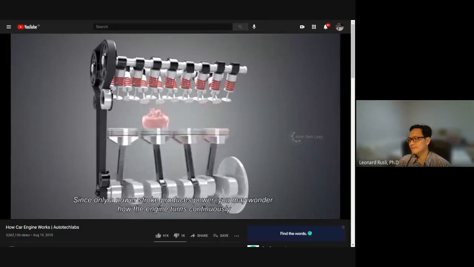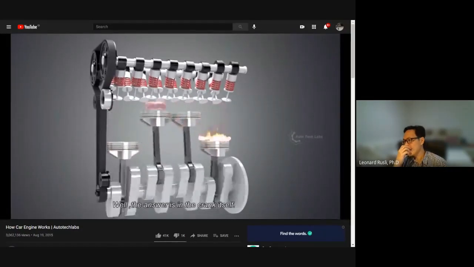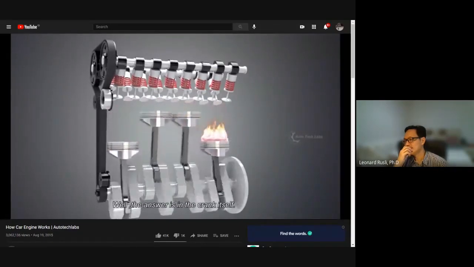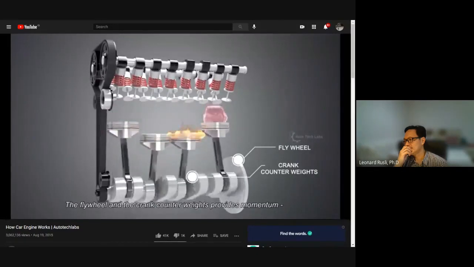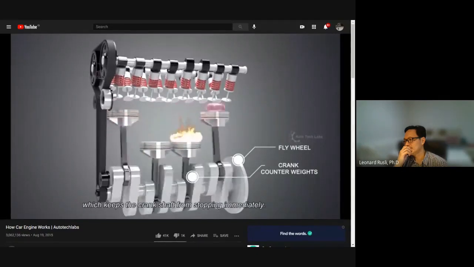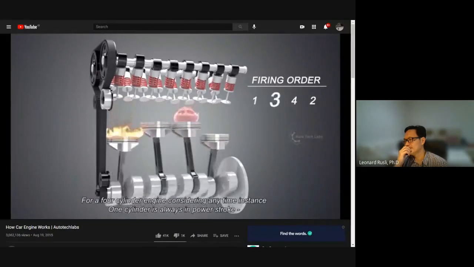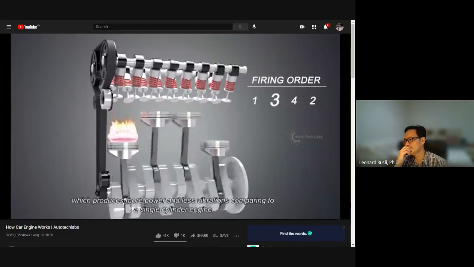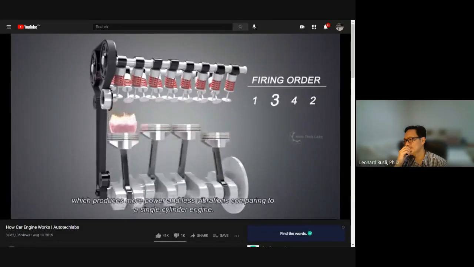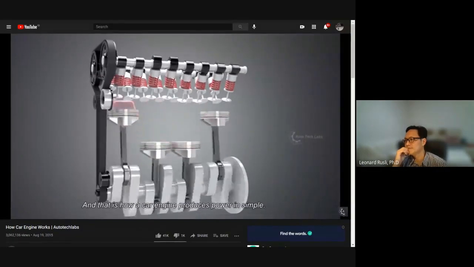Since only a power stroke produces power, you may wonder how the engine turns continuously. Well, the answer is in the crank itself. The flywheel and the crank counterweights provide momentum, which keeps the crankshaft from stopping immediately. For a 4-cylinder engine, considering any time instance, one cylinder is always in power stroke, which produces more power and less vibrations compared to a single-cylinder engine. And that is how a car engine produces power in simple.